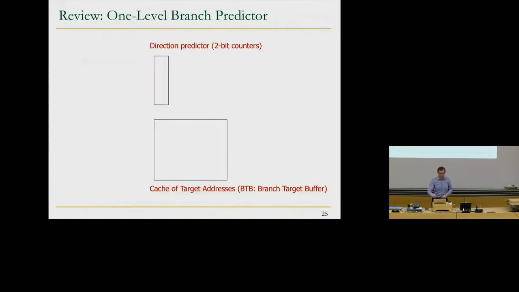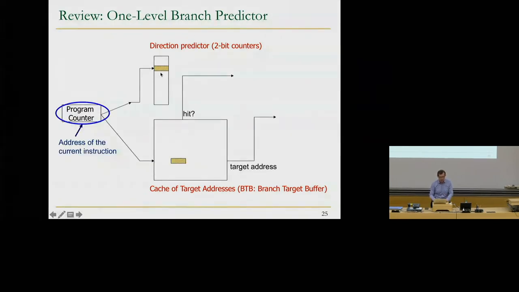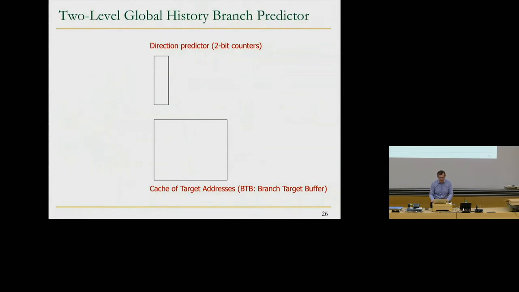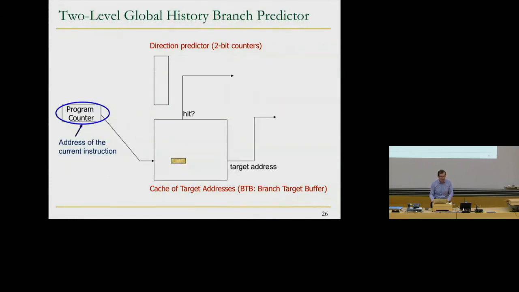Okay, let me review where we are. This is the one-level branch predictor that we've seen. You basically use the program counter to make a prediction in terms of direction. We saw that last time. The 2-level global history branch predictor doesn't use the program counter to predict direction. It uses the program counter to get the target address, of course. But it only uses the global branch history register to make a prediction.